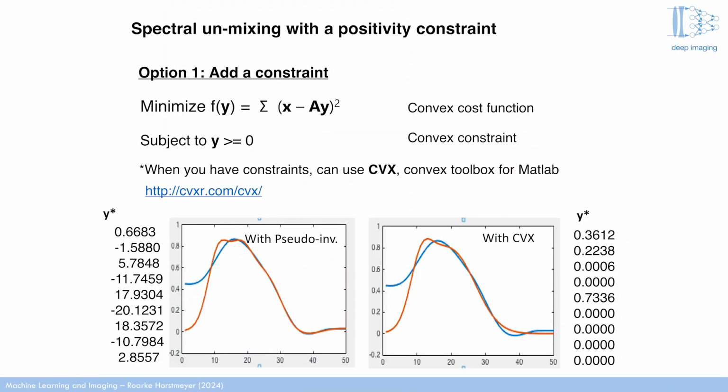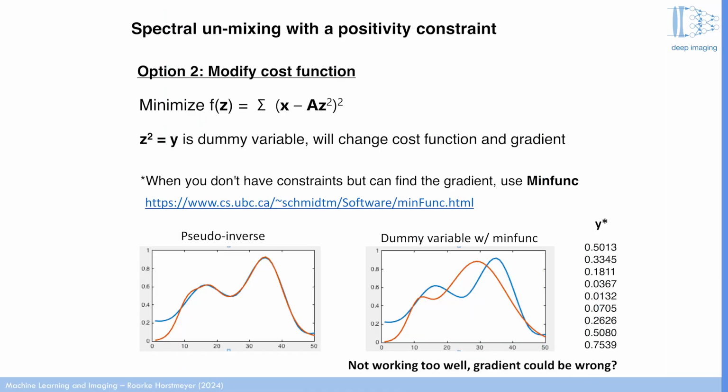Okay, so we had negative weights. We came up with these 2 solvers. We could say, hey, we have to constrain the problem. We can use a convex solver. And here's a secondary approach where we can say, hey, instead of applying a constraint on y, we can change the equation and add a dummy variable, z squared, instead of y. And that will always be positive as well, or non-negative.